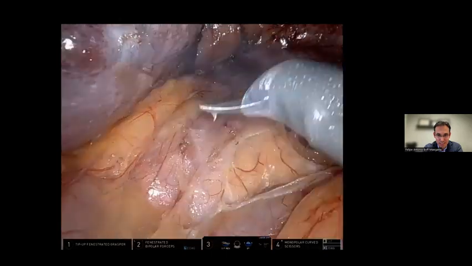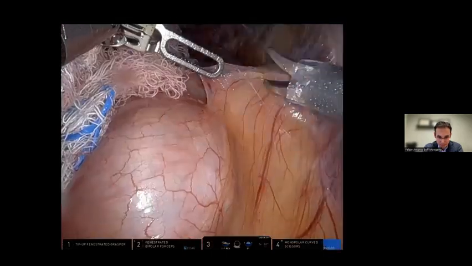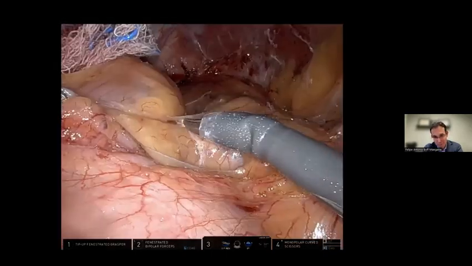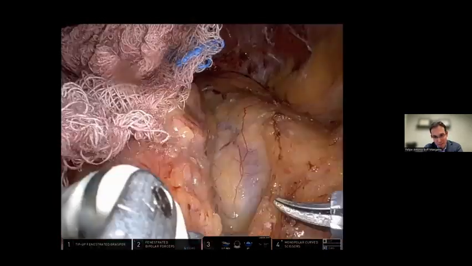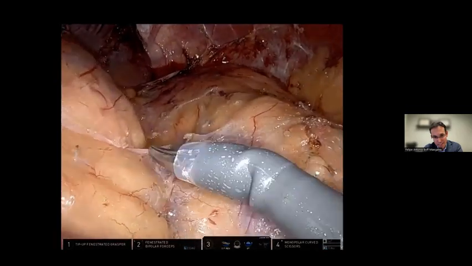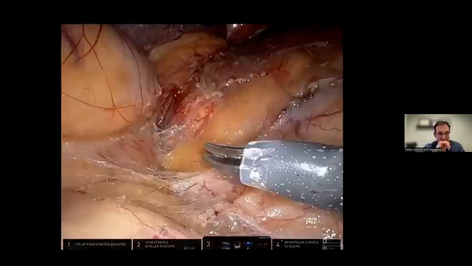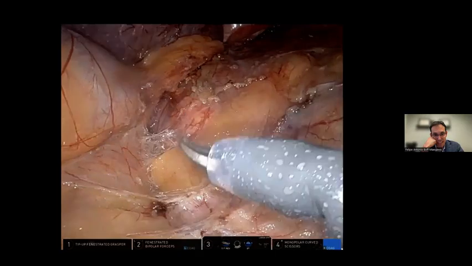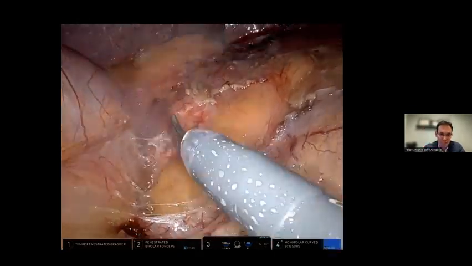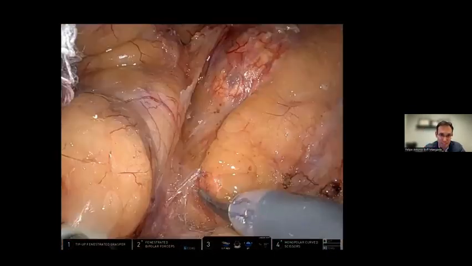So not only did we have to take the splenic flexure, but also dissect the mesocolon of the transverse colon off the adrenal gland. And you can see very clearly the difference between the fat of the mesentery and the retroperitoneal fat. And after we mobilize the mesocolon out of the way, we can see the adrenal gland.